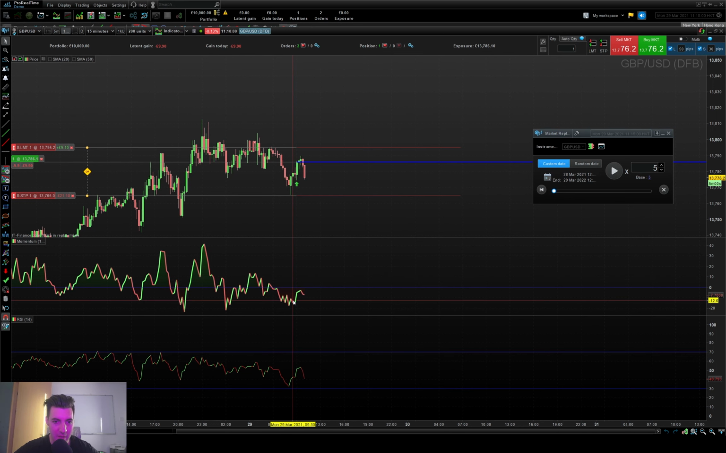Okay, so what's happening now is we can see that our momentum is slowly going back into the downtrend, as well as our RSI. So it seems a lot of sellers are entering here. So I might lose out on this trade. Let's see what happens.